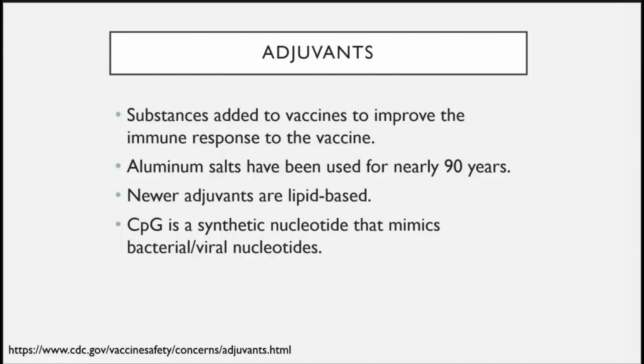There are newer adjuvants that are lipid-based, and there are even different compounds that we use, such as CpG, which is a synthetic nucleotide that mimics bacterial and viral nucleotides. The object of which is to try and get a really strong immune response to an artificially actively acquired vaccination, so that when you have a second, incidental exposure, you will have a strong memory to that particular pathogen.